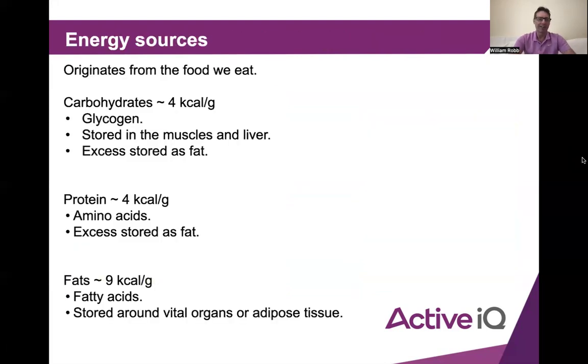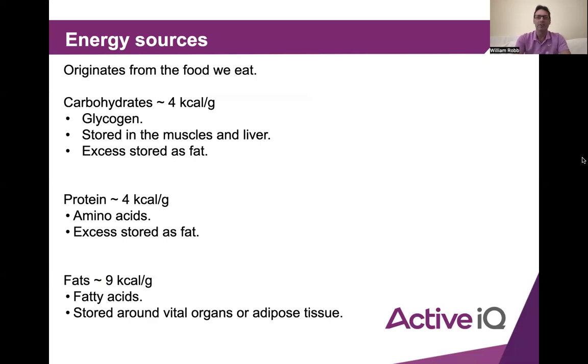So let's have a look at where we're getting the energy from. So carbohydrates, every gram of carbohydrates that you eat is equal to 4 calories. Every gram of protein that you eat is equal to 4 calories. And every gram of fat that you eat, you're looking at 9 calories.